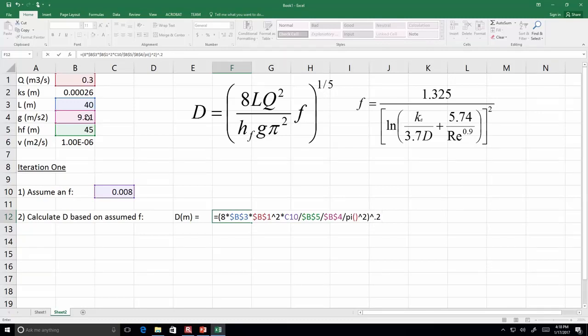Okay, so did I get that right? 8L Q squared times F, and then having all these divided bys is the same as if I had parentheses and was multiplying them. Divided by H sub F, divided by G, divided by pi squared.